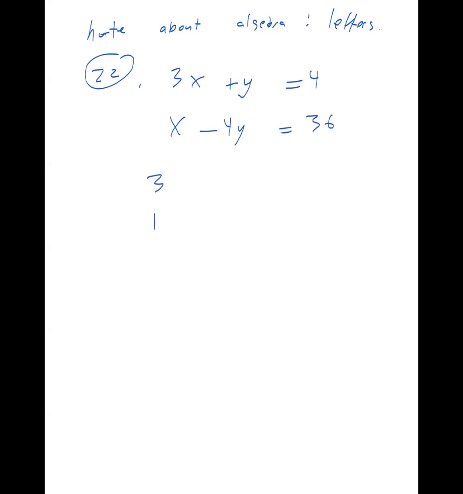Now I write how many y's I have in the next column. So I have 1y and negative 4y's. That represents y. And then in between that column and the other side, I draw a line that represents equals. So you just draw a line to represent equals. And then it equals 4 and it equals 36. Now notice it still represents 3x plus 1y equals 4, and 1x minus 4y equals 36.